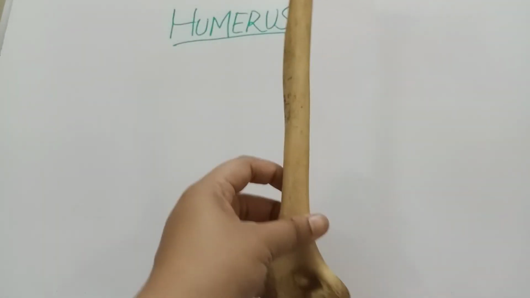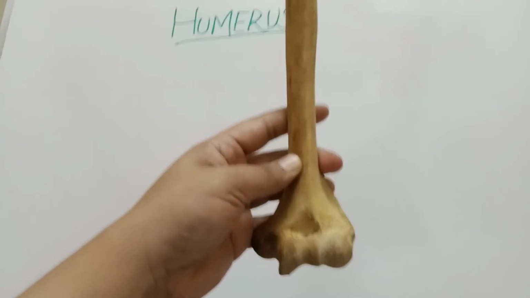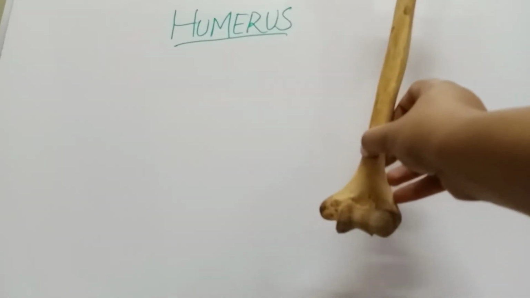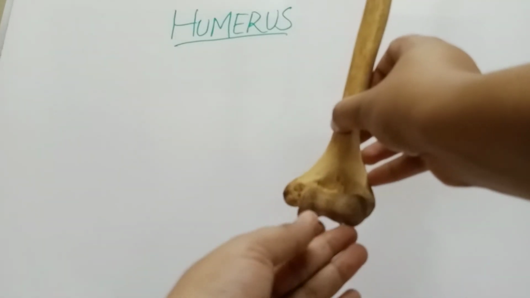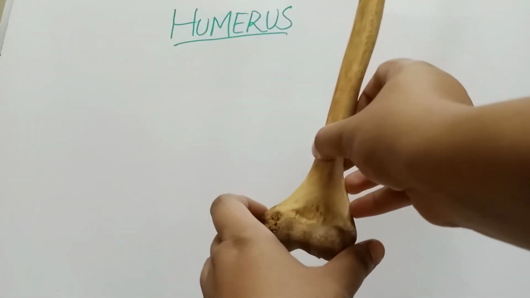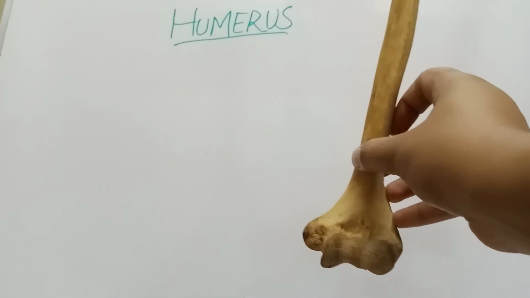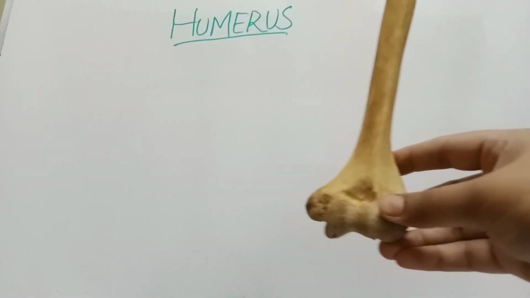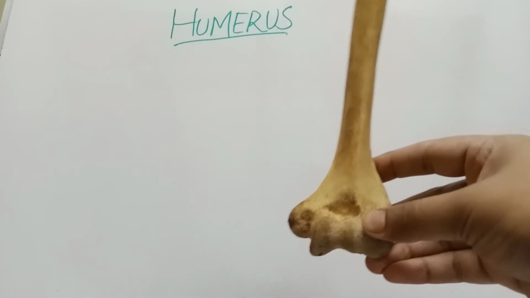Now the lower end of the humerus. The lower end of the humerus is expanded, has condyles, so it is expanded from side to side and flattened from before backward. The lower end has the articular surfaces and the non-articular surfaces. The articular surfaces are two.